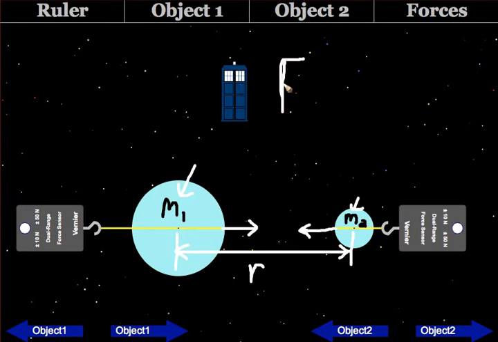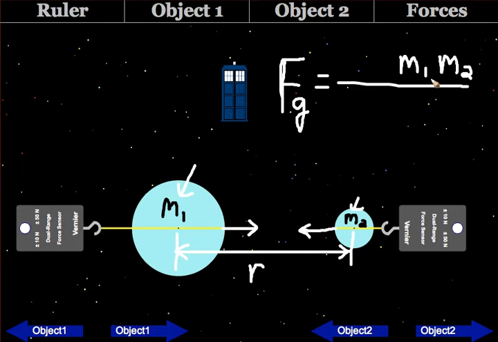So when we put this all together, we find that the force of gravity between any two masses in the universe is equal to the product of the two masses. Since both of these variables are on the top of our equation, increasing either one of them will cause an increase in force. Because they are linearly related, doubling either one will cause a doubling of force.